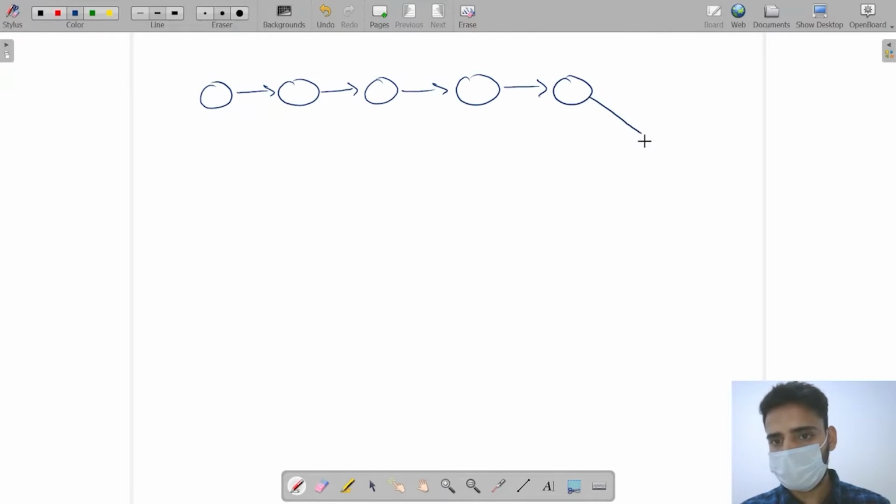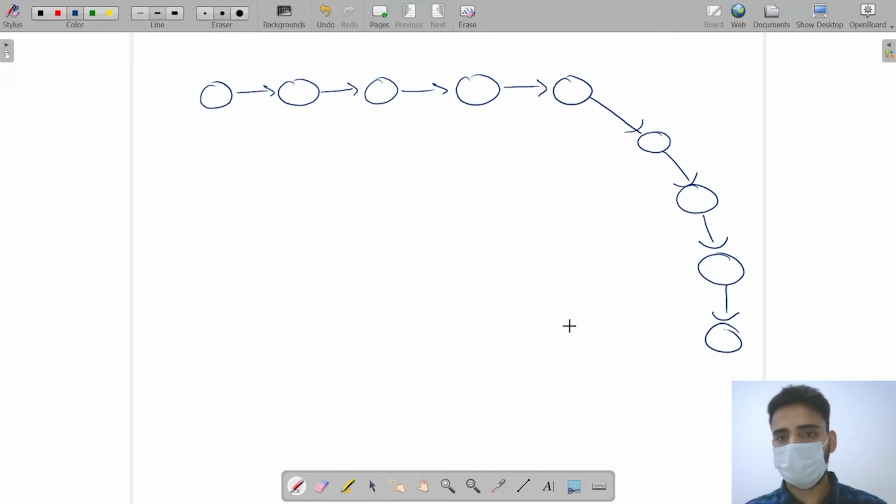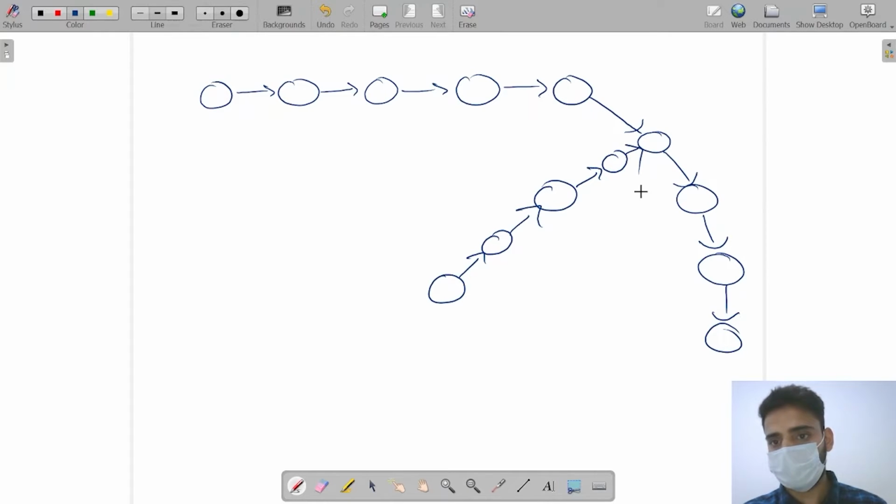It ends somewhere here, and the second linked list starts from this point. So this is the second linked list. These two linked lists are meeting at this point, so this is called the intersection. In this question, we have to find out this node.